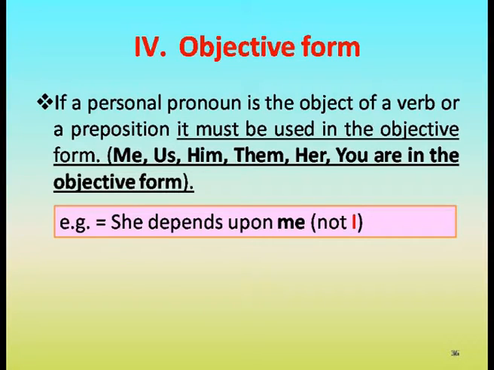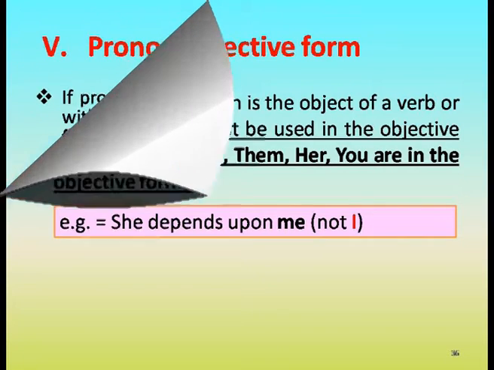Objective form. If a personal pronoun is the object of a verb or a preposition, it must be used in the objective form. Me, us, him, them, her, you are in the objective form. Example: she depends upon me, not I.